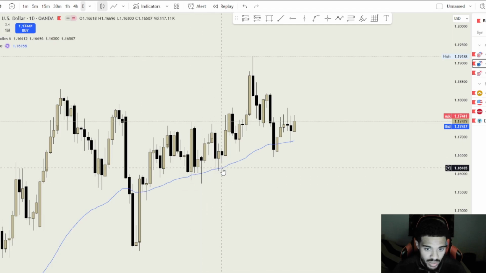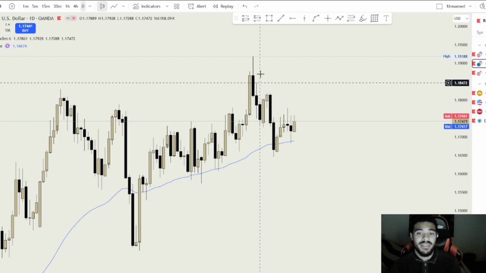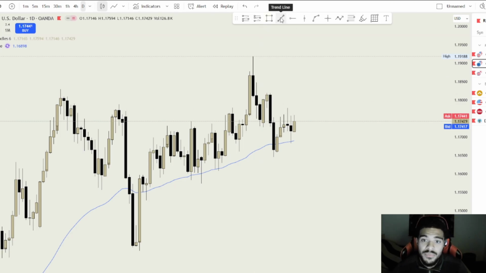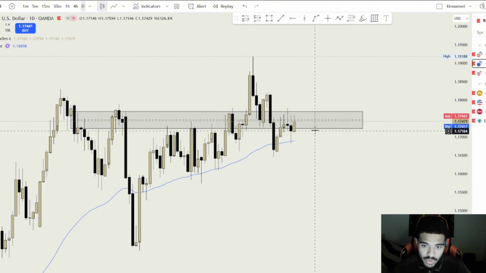One here, one here, one here, one here, one here. It just keeps rejecting off the EMA, so it doesn't want to break that level clearly. The only things that I'm seeing at the moment, if I grab my little zone tool, is, for example, here you can see the arc.